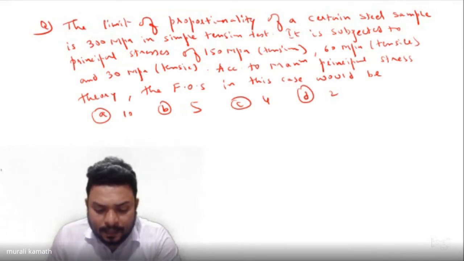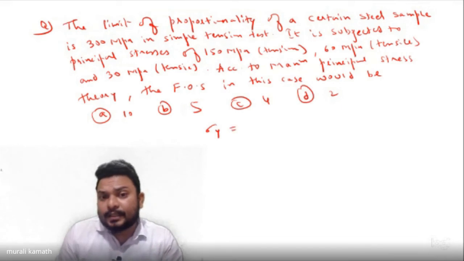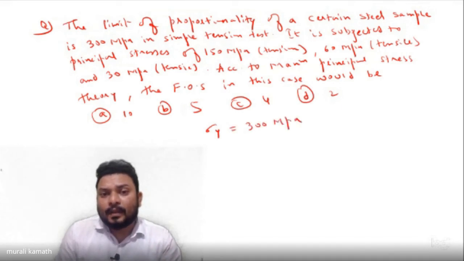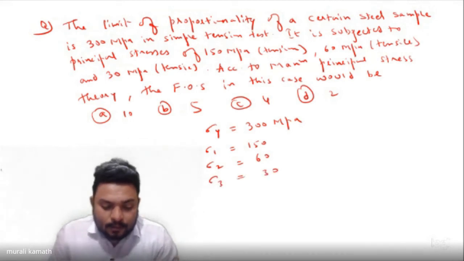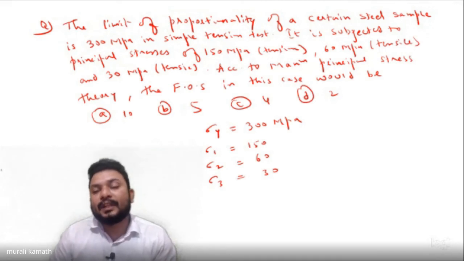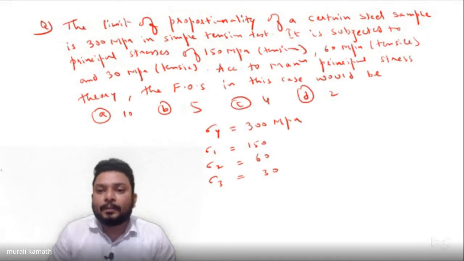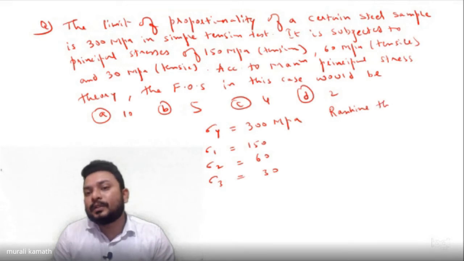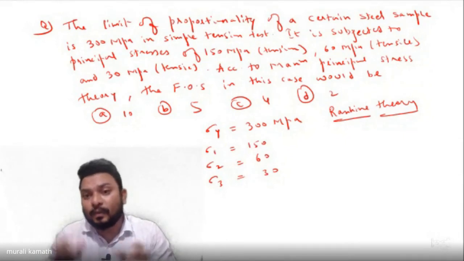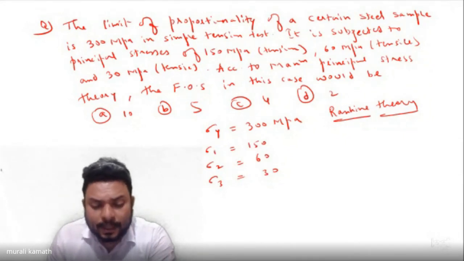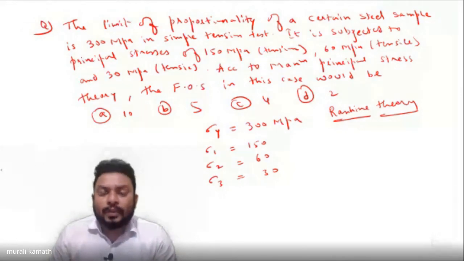Now we'll write down what is your yield. Yield strength is given as 300 MPa. Then your sigma 1 is 150, sigma 2 is 60, sigma 3 is 30, all in MPa and positive. Now, according to maximum stress theory and Rankine's theory, remember, write down Rankine's theory. Sometimes they will ask the question in government examinations, in GATE also there will be a match the following for 2 marks. So they will write down the scientist or theory's name.